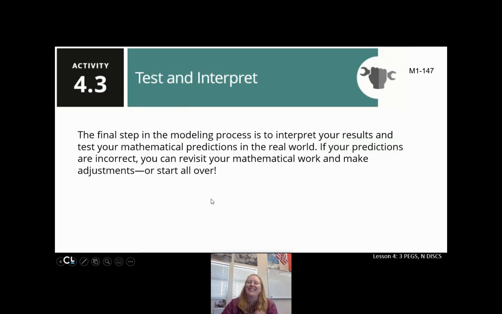All right, then. So here's the deal. The final step of our modeling process is to interpret our results and to test our mathematical predictions in the real world. If your predictions are incorrect, you can revisit your mathematical work and make adjustments, or maybe even start all over again.